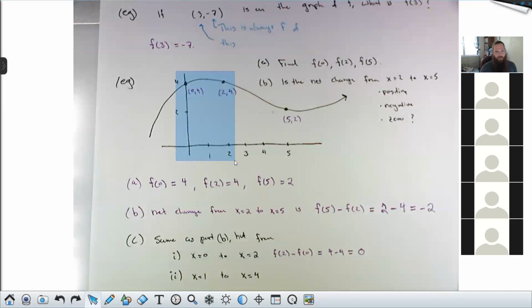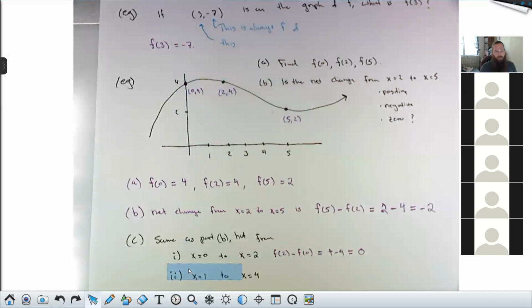How could I have known that this is going to come out to 0? Their heights are the same, right? They're both at Y value 4. So if you end up in the same place you started, like if my bank account is exactly the same at the end of the month as it was when it started, then my net change is 0. So being along the same horizontal line, having those points at the same height, means that the net change is going to be 0. And having the later point below the starting point tells me that my net change is going to be negative.